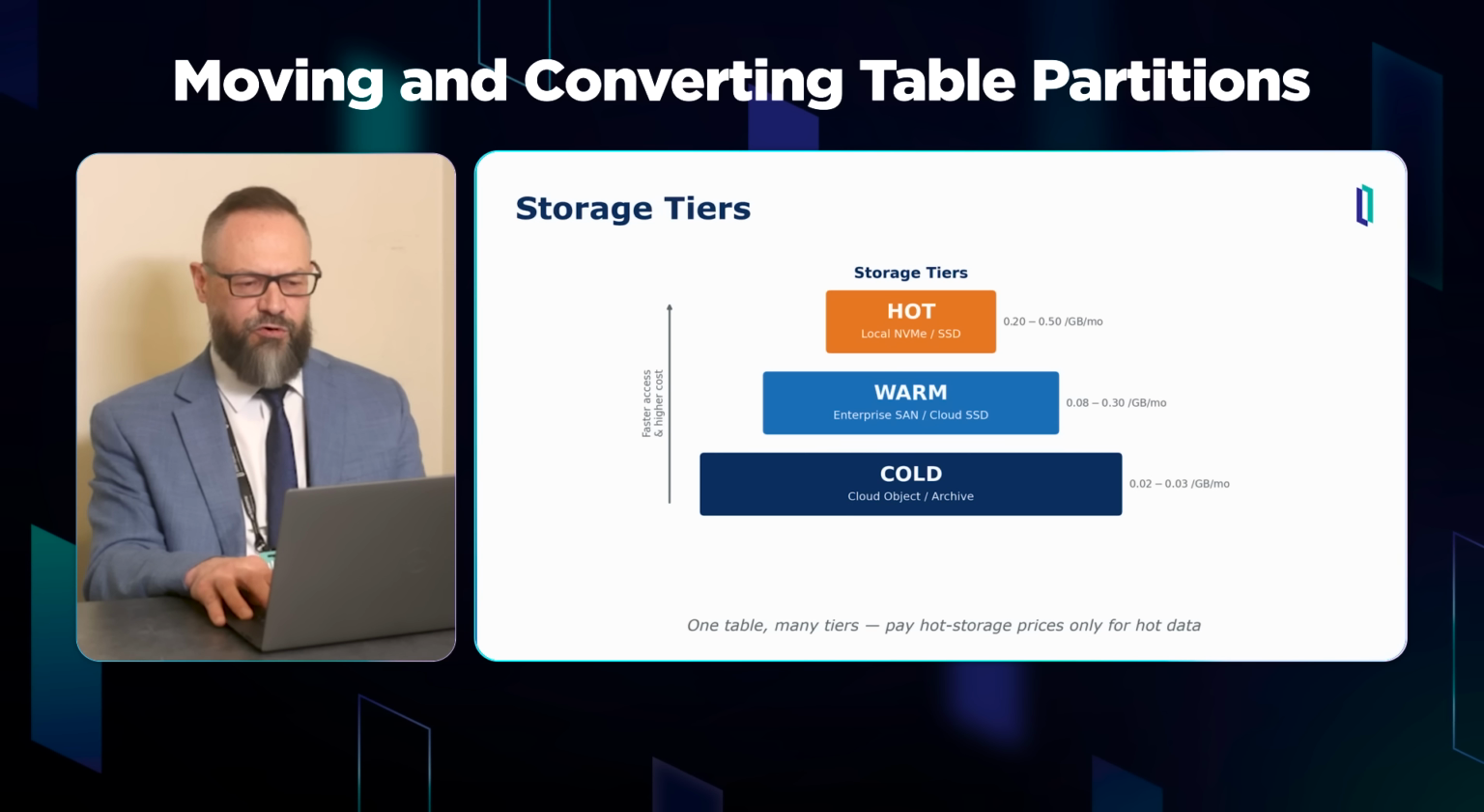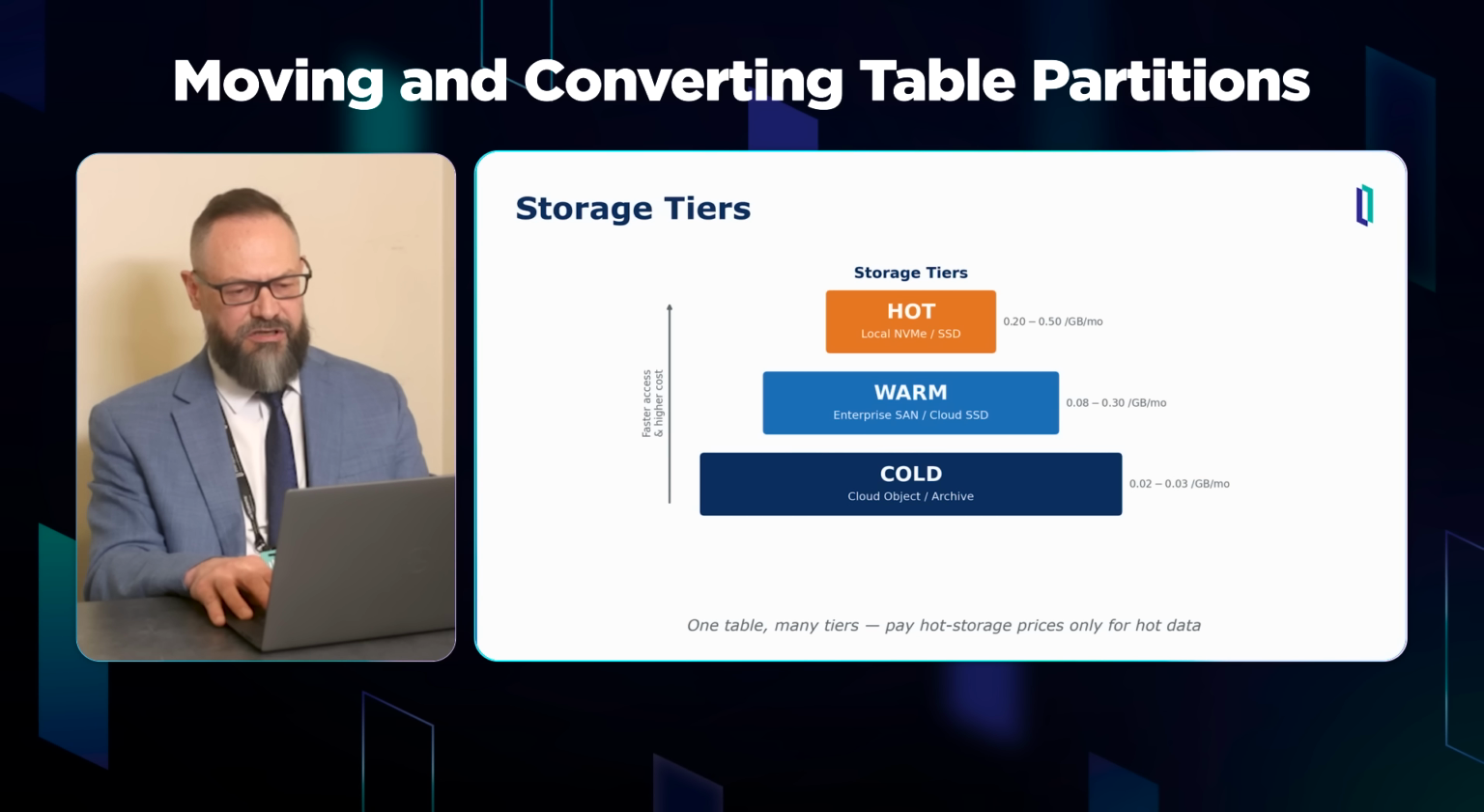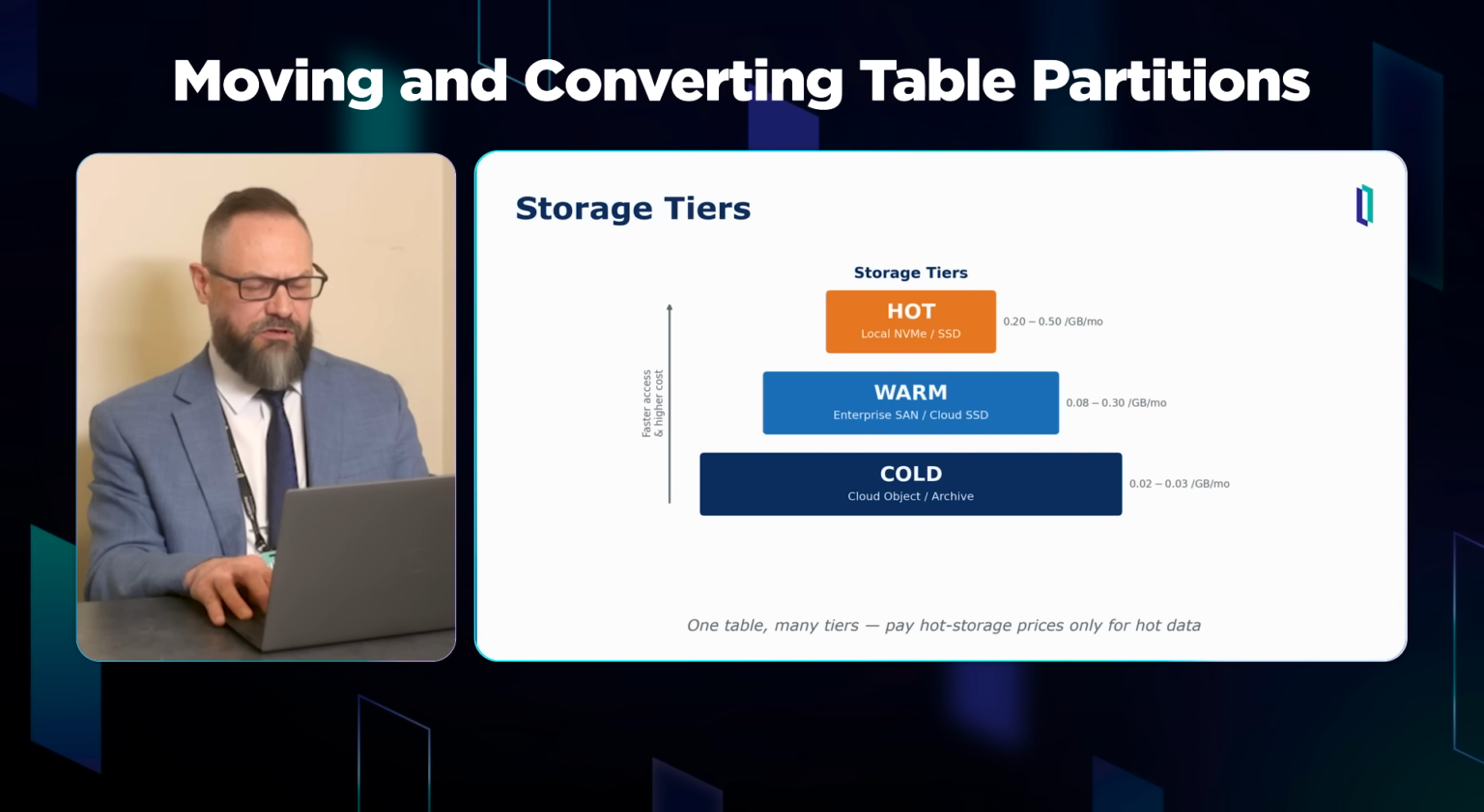Here's just an example of multiple storage tiers which you can use to store your cold, old, archived data on cheaper storage, and you can store your hot, most recent data on a local SSD or non-volatile memory.